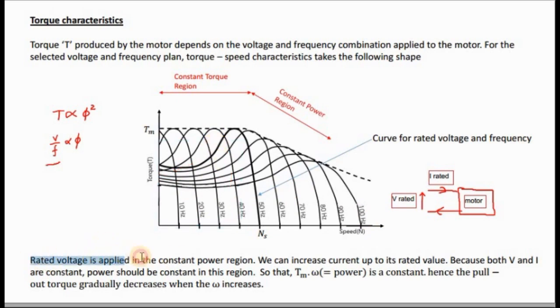Rated voltage is applied in the constant power region. So we have discussed this one previously. We do not increase the voltage beyond this point. This is the rated voltage and frequency. This is the constant power region. We can increase current up to its rated value.